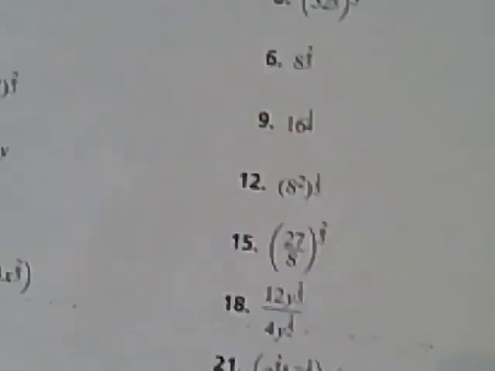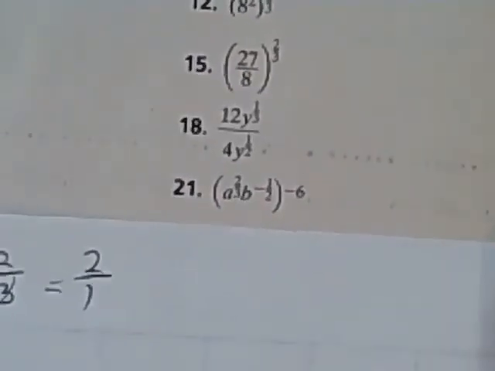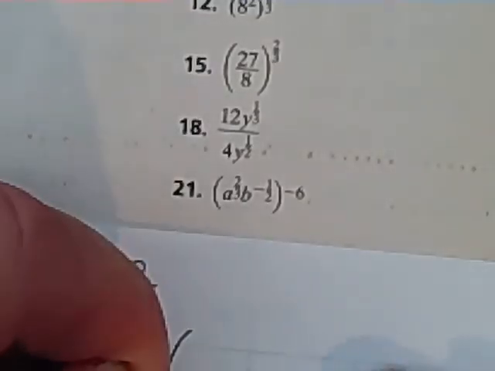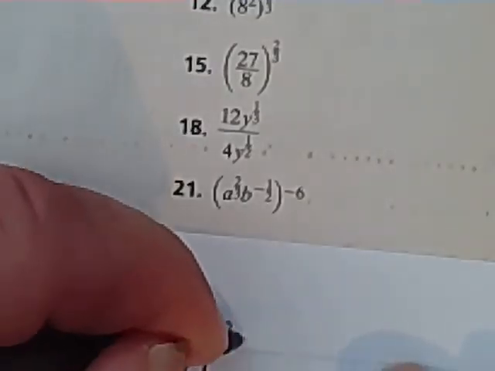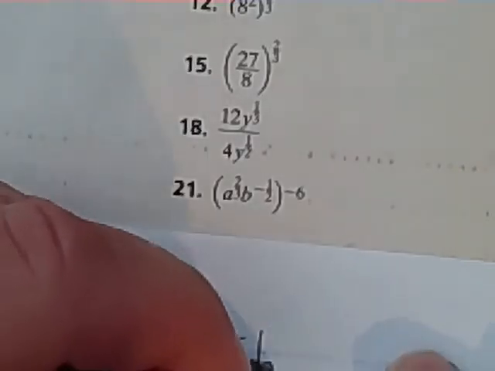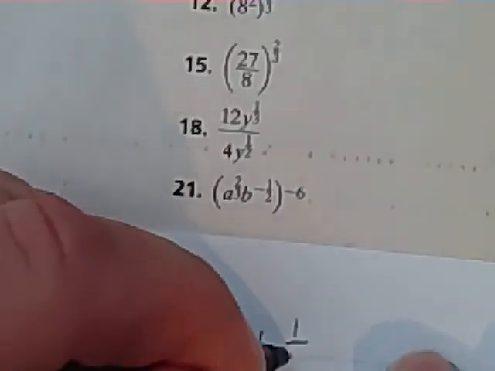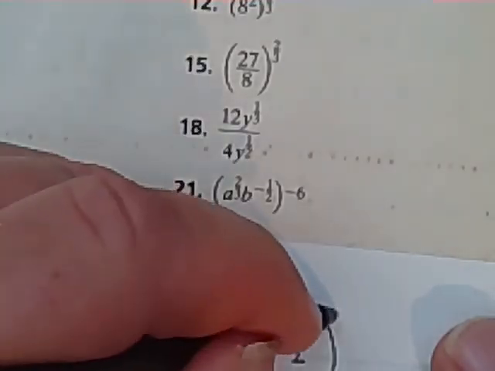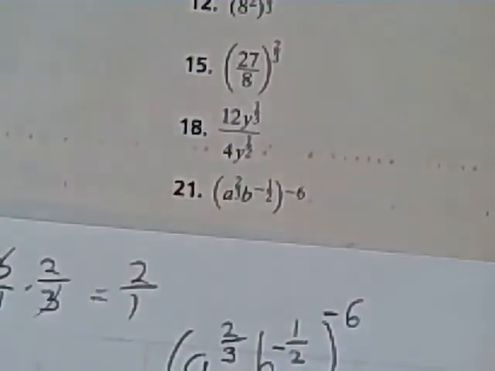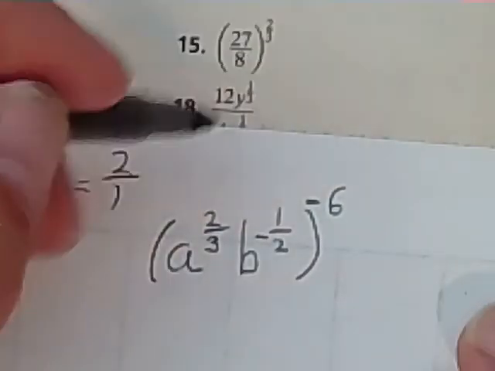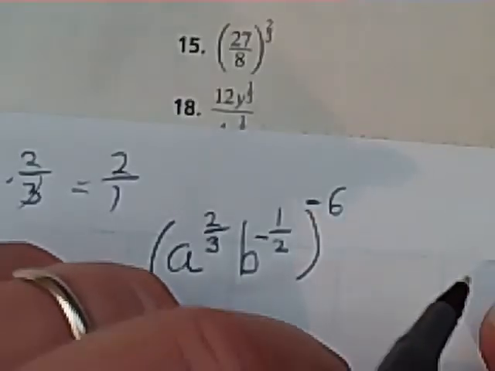Here's one that looks horrible. Number 21 looks bad. 21 says, open parentheses, a to the 2/3 power times b to the negative 1/2 power, close parentheses, raised to the negative 6th power. Wow, how do I simplify this one?